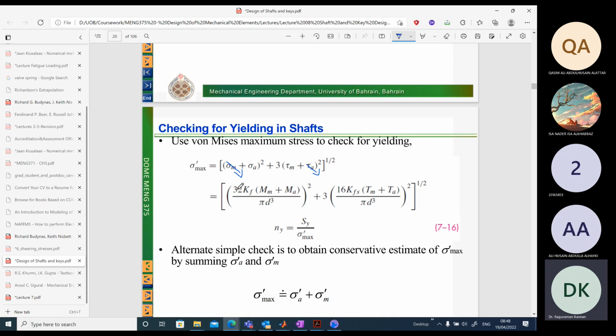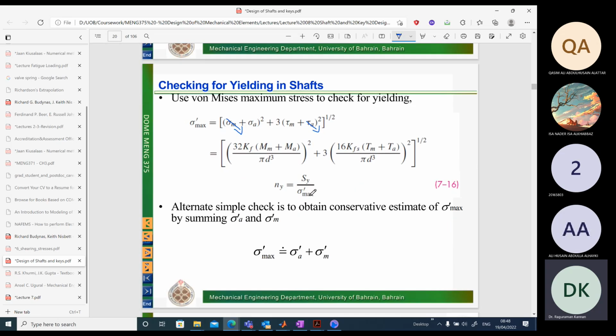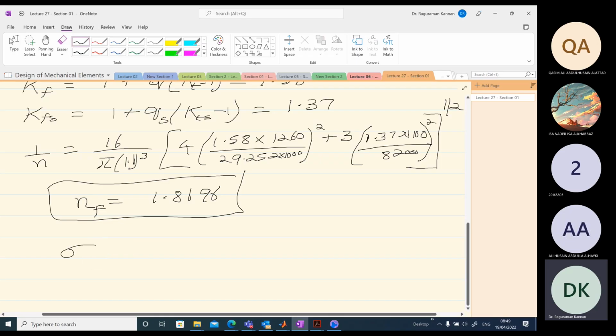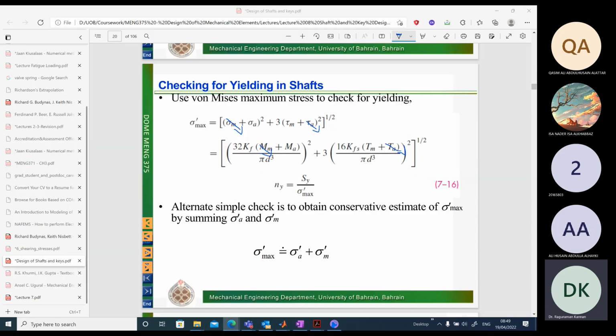Okay, so what is sigma max prime? Why do we need to find that? We need to find that to calculate the yield factor of safety. Either we can figure out these values, sigma A and tau m separately, or directly use the formula given here. If you are using this formula, again this term goes off, and then we have the torque amplitude, which is 0. So let's substitute this formula and evaluate sigma max prime. Before we calculate the yield factor of safety, we have to calculate sigma max prime.